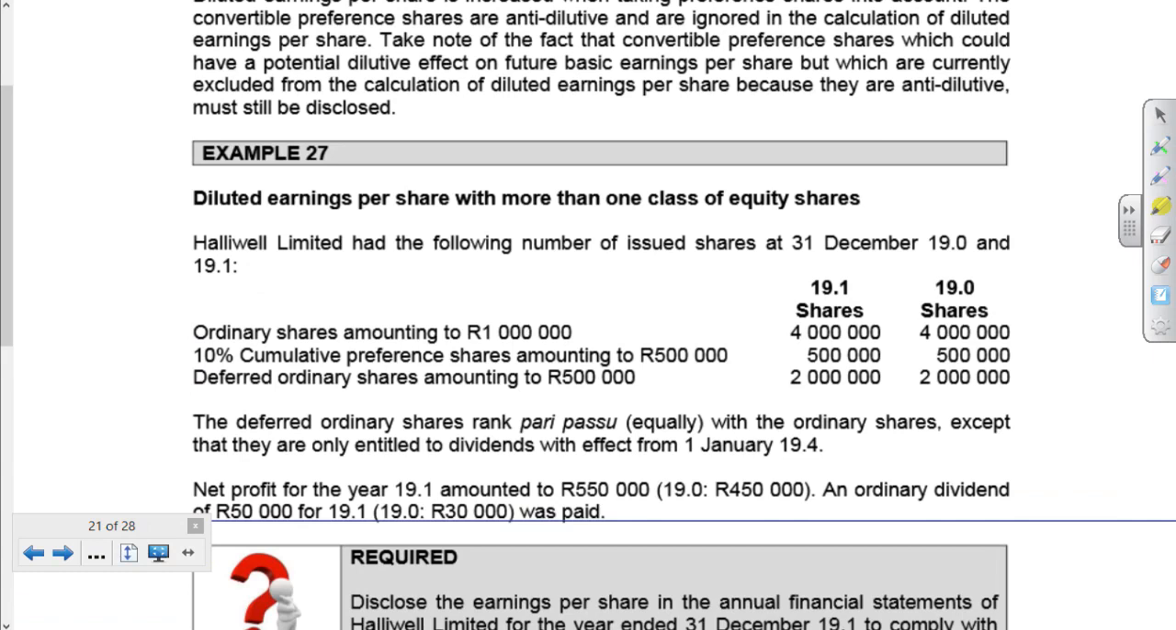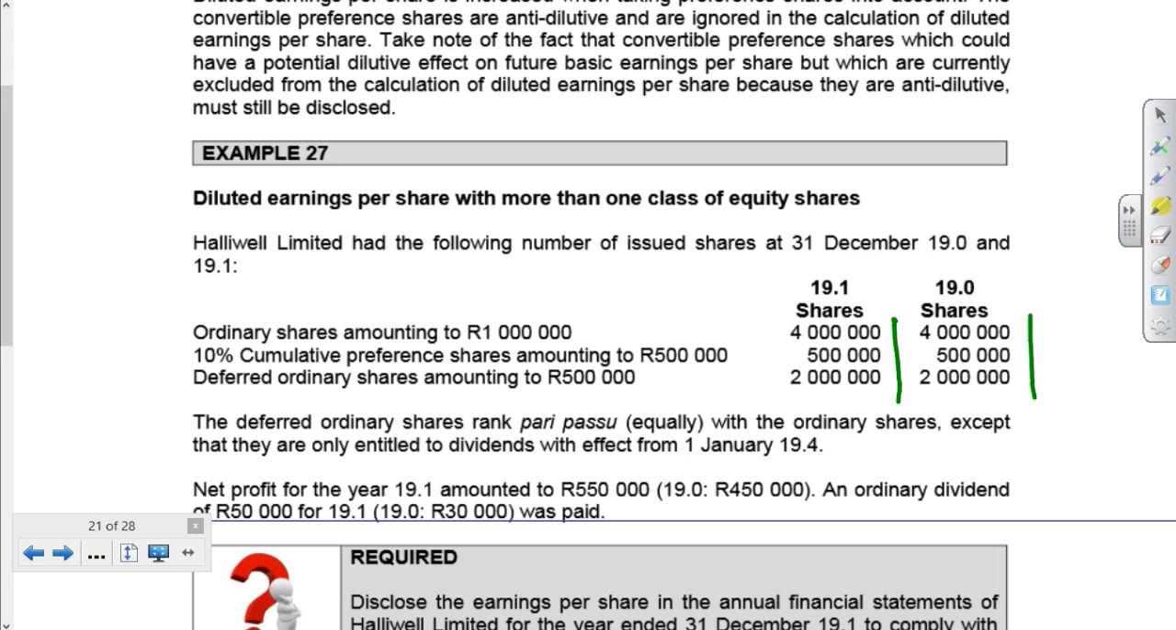So, they have the following shares. They have ordinary shares, cumulative prefs, and deferred. Deferred shares rank with ordinary shares, except they're only entitled to dividends from 1 January 94. And it looks like they've been there forever, isn't it? Because look, there's my comparative and my current year, and there's been no movement. So they've been there for a while, but they're only going to share in the dividend from 94 onwards. So if I pay lots of dividends in the meantime, there'll be nothing left for them when that time comes.